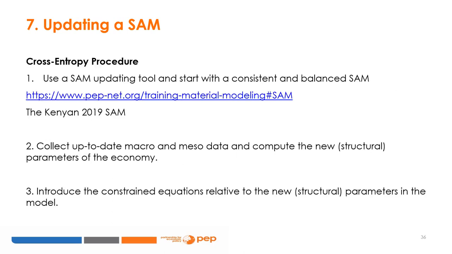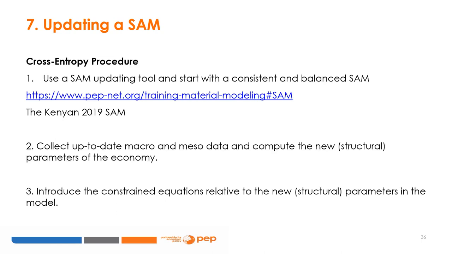The cross-entropy procedure is implemented in three steps. In step one, use a SAM updating tool and start with running a consistent and balanced SAM. In step two, collect up-to-date macro and meso data and compute the new structural parameters of the economy. The macro and meso data of the economy are provided by the Statistical Office or the international databases, such as the World Development Indicator, WDI, database.